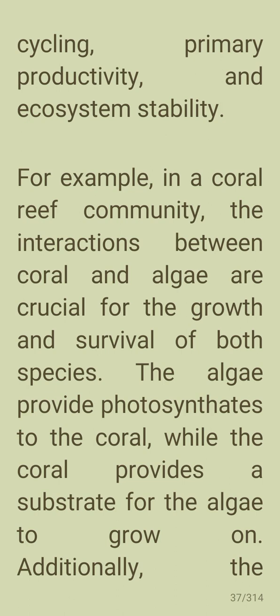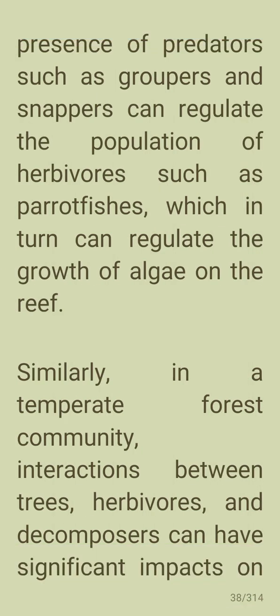For example, in a coral reef community, the interactions between coral and algae are crucial for the growth and survival of both species. The algae provide products of photosynthesis to the coral, while the coral provides the substrate for the algae to grow on. Additionally, the presence of predators such as groupers and snappers can regulate the population of herbivores such as parrotfish, which in turn can regulate the growth of algae in the reef.